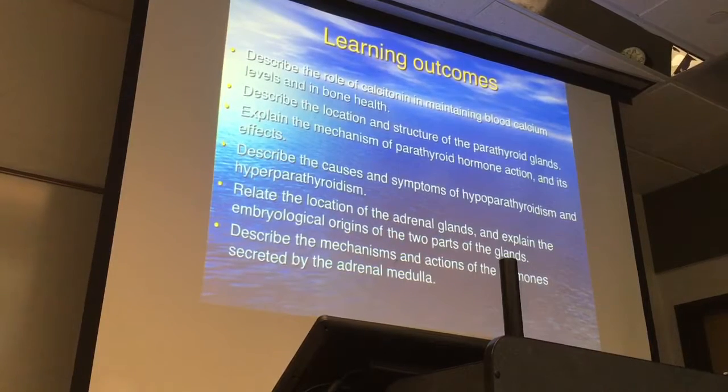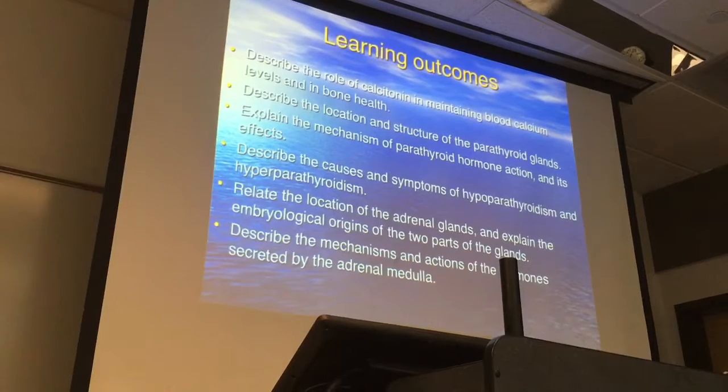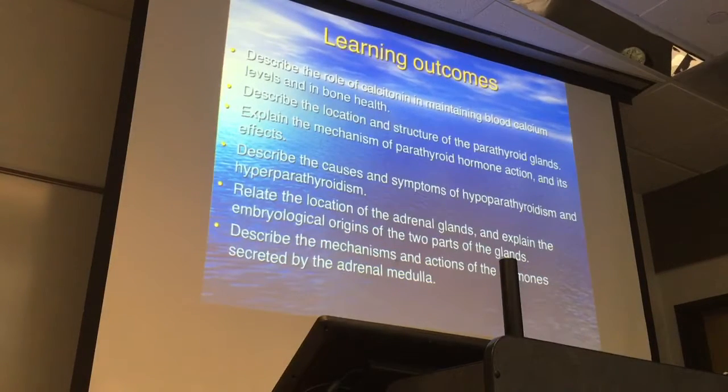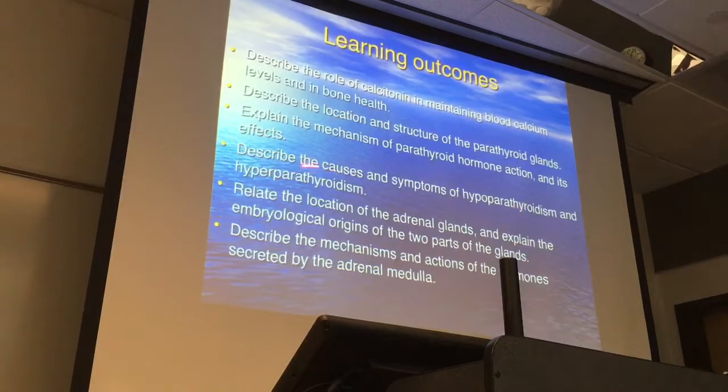Describe the causes and symptoms of hypoparathyroidism and hyperparathyroidism. If you have hypoparathyroidism, what's your calcium level? Low. Hypo, low. And hypersecretion, high. And then the question isn't what these do, but what do high and low calcium levels do, because that's what it causes. Relate the location of the adrenal glands and explain the embryological origins of the two parts of the glands.